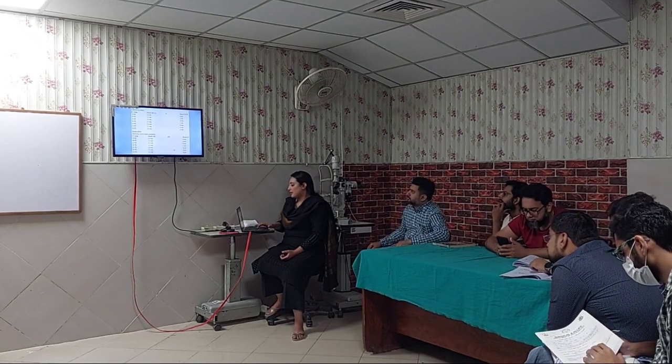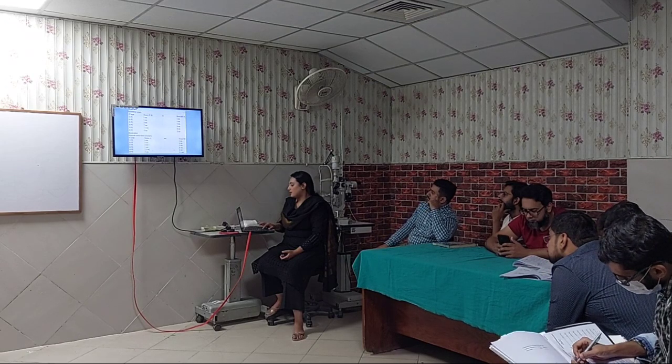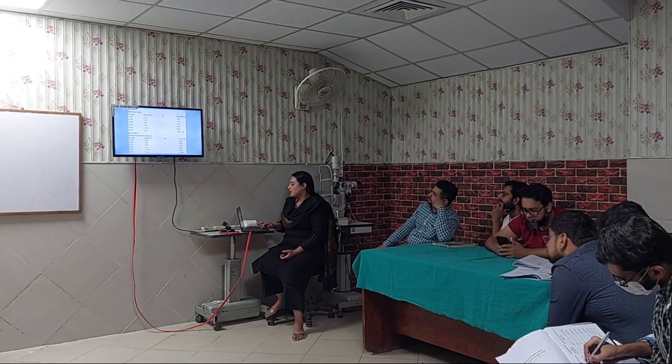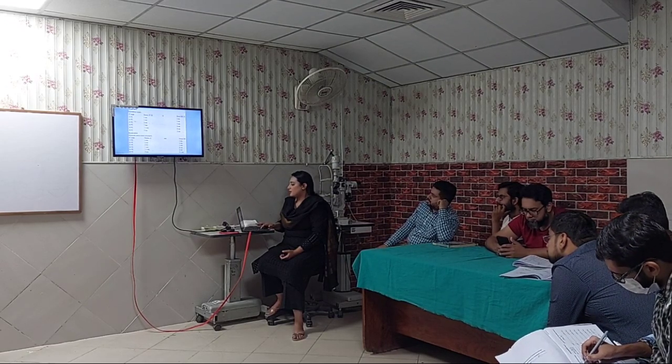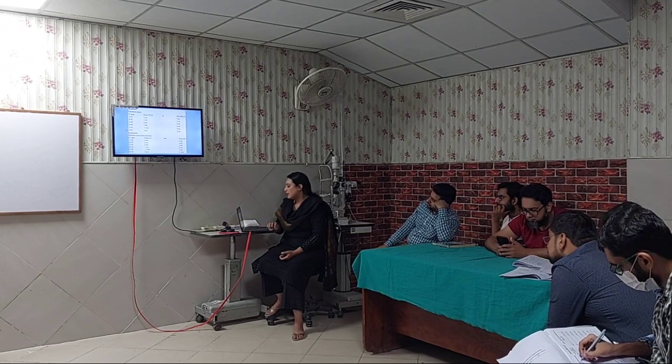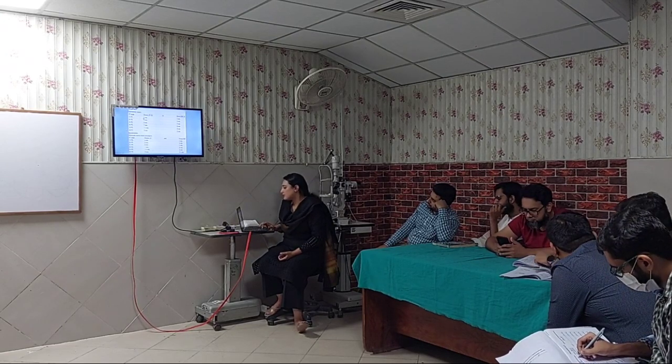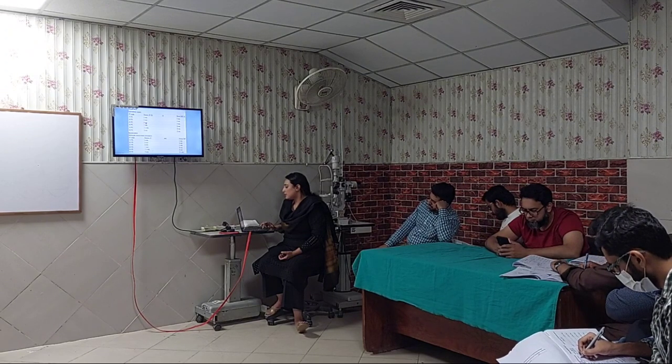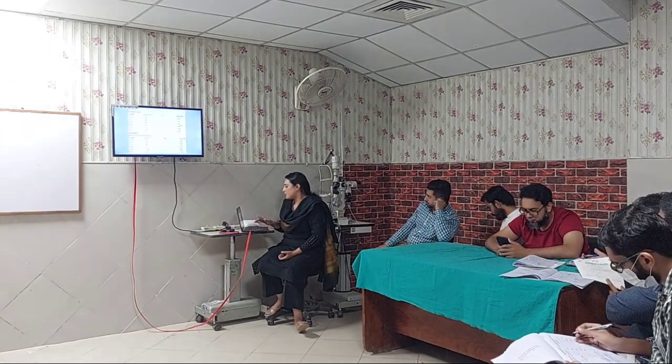This is a table for ESO and EXO deviation, giving us suggestive measurements according to the prism diopters. For example, if it is a symmetrical surgery and we have a 25 prism diopter measurement, then we can recess both lateral rectus about 6 millimeter and resect 5 millimeter of both eyes' medial rectus.